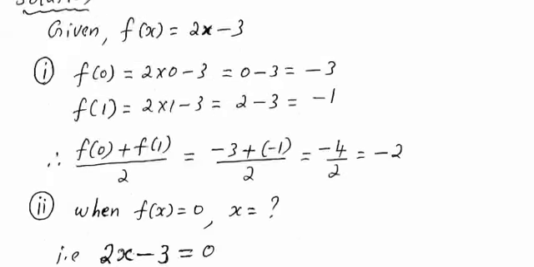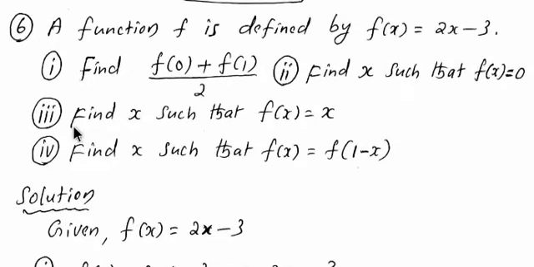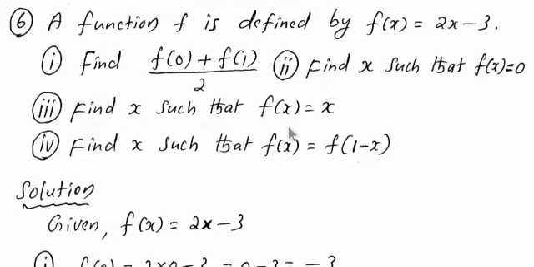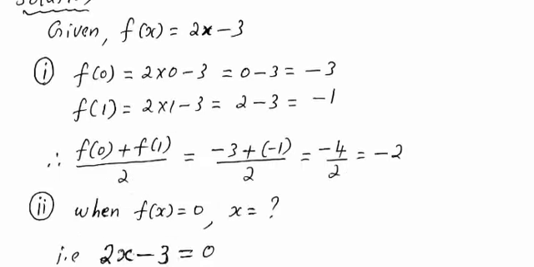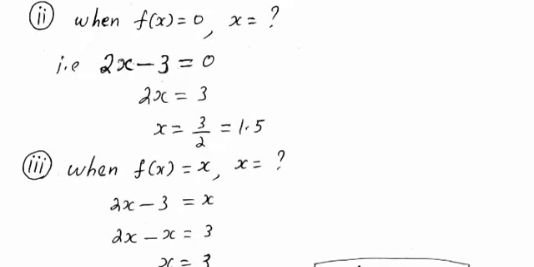Then the third one. What is the third one? Find x such that f of x is equal to x. Here an equation is given. F of x is equal to x. That equation can be taken here. F of x is equal to x. Then find out the value of x. Here f of x is equal to x is given. Therefore substitute the value of f of x. What's the value of f of x? 2x minus 3. Here x is x.